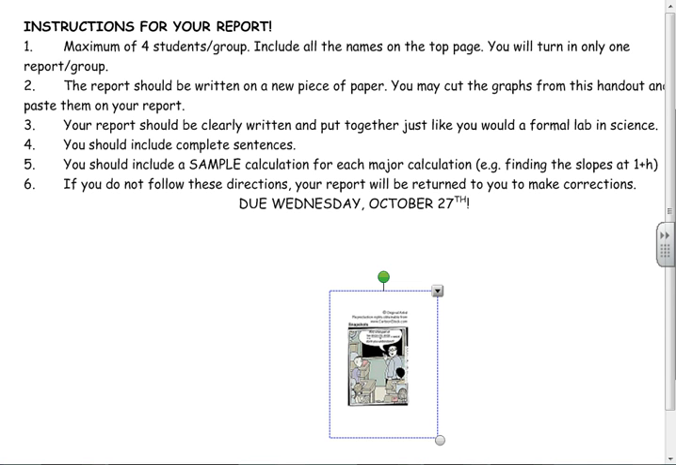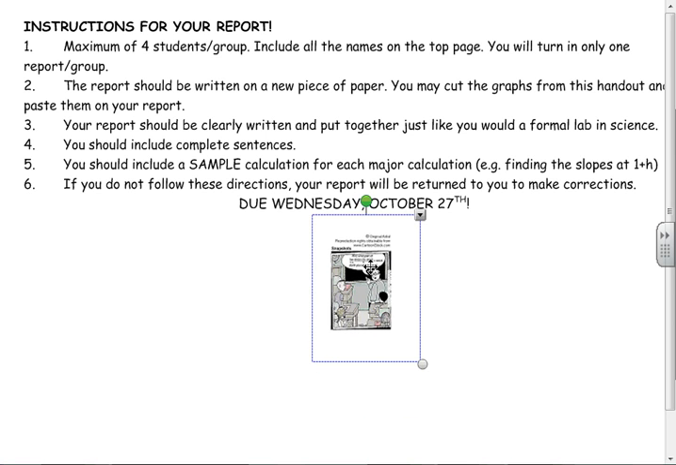It should be clearly written, put together like a formal lab, not little pieces of scratch paper here and there. What's going to happen is I'm going to send it back to you and say redo this because it's not okay. Pretend this is your job and you're submitting a report to your employer. That's the way to look at it. Include complete sentences. You should include a sample calculation for calculations you do. You'll have to show your work on some things when you do the analytical solution. If you do not follow these directions, your report will be returned to you to make corrections. I've done that every year.